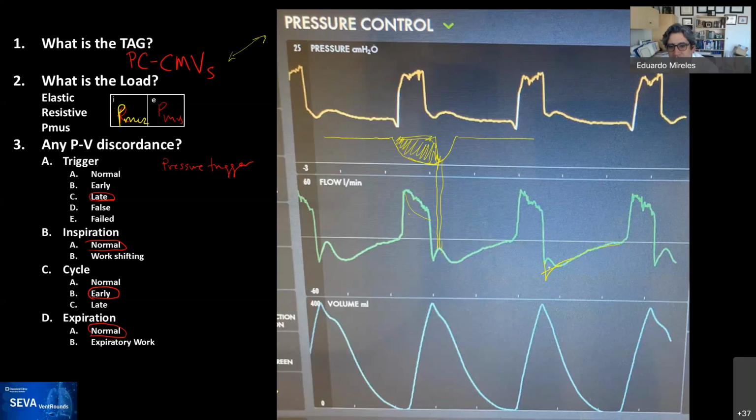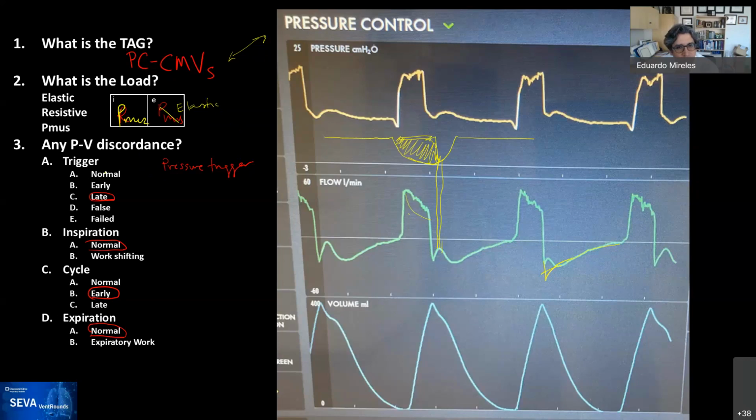And that would tell you exactly what type of load he's at. It doesn't look to be particularly long. It reaches 0 before he triggers the next one. So I would say this is probably elastic, if anything, with a little bit of PMOS at the beginning, but he's not actively exhaling. You see the exponential decay nicely on both of them, or trying to do that.